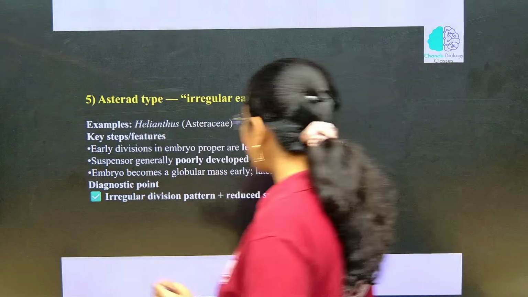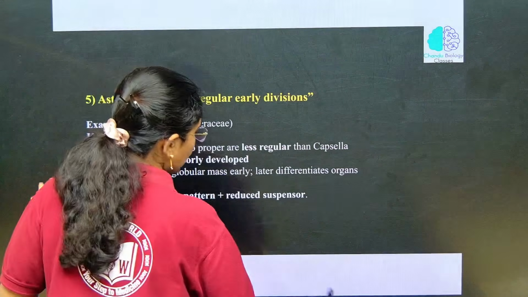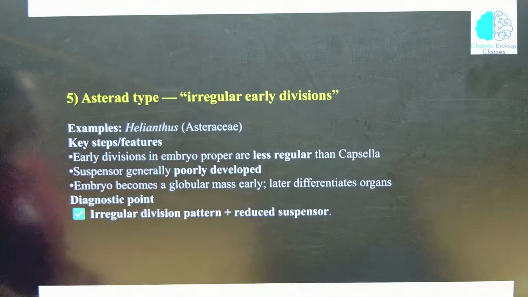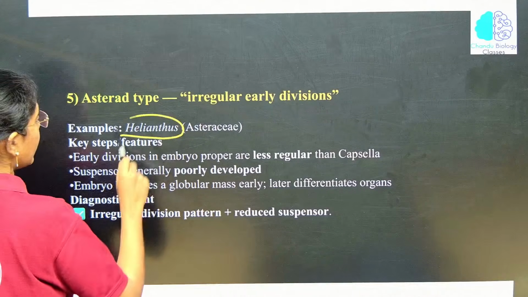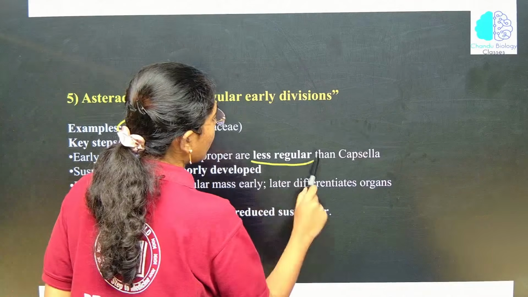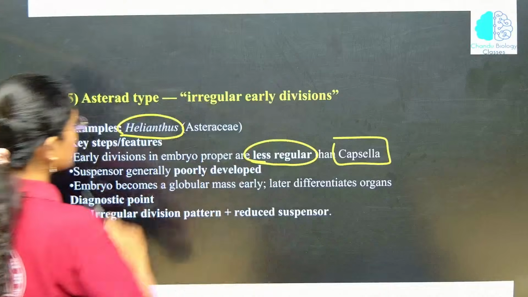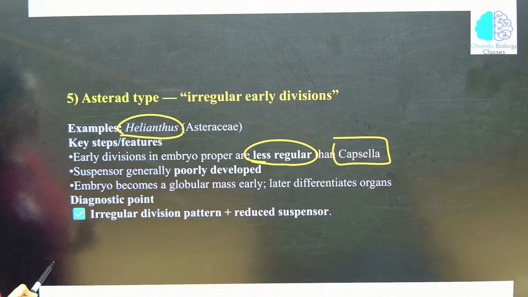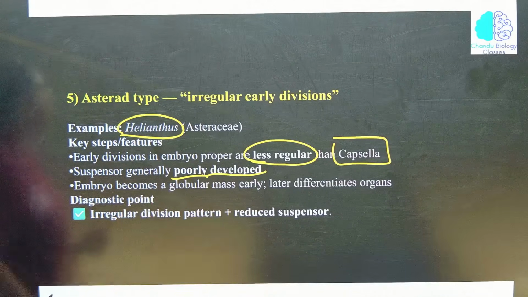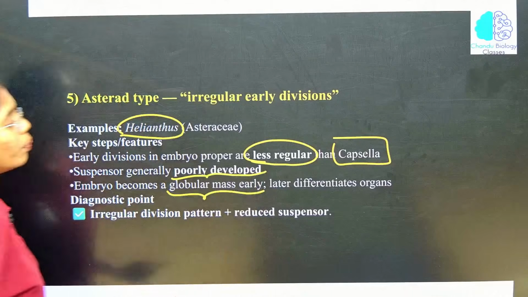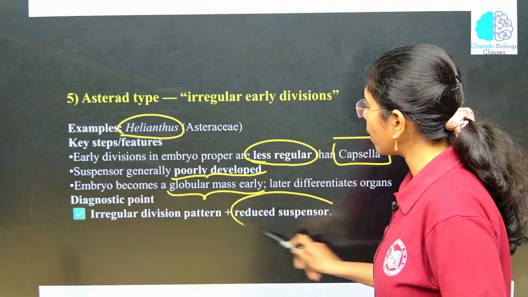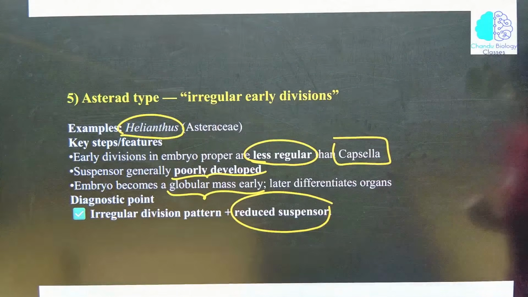Asterad type, wherein irregular early divisions happen in this type of embryogeny, and this is observed in Asteraceae members. The best example is Helianthus. Key steps: early divisions in the embryo proper are less regular than in Capsella. The suspensor is generally poorly developed. The embryo becomes a globular mass early, and later it differentiates into organs. Irregular division pattern and reduced suspensor are the key features of this Asterad type.